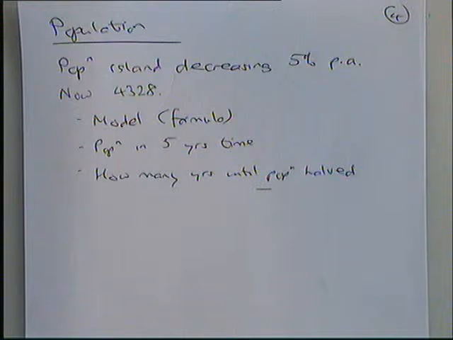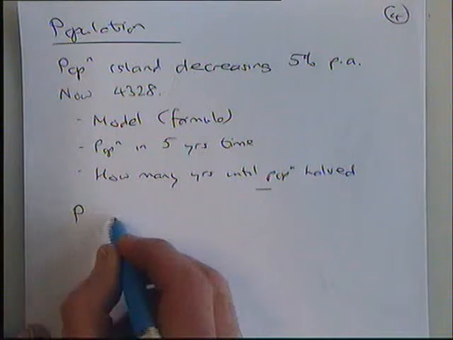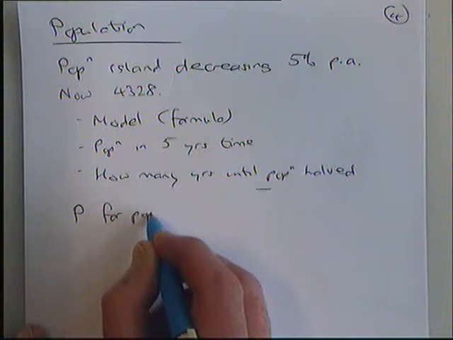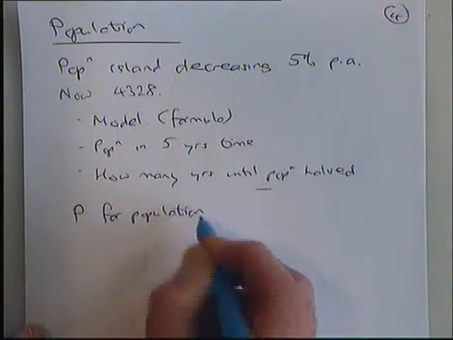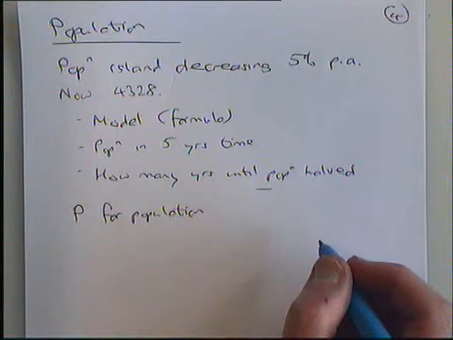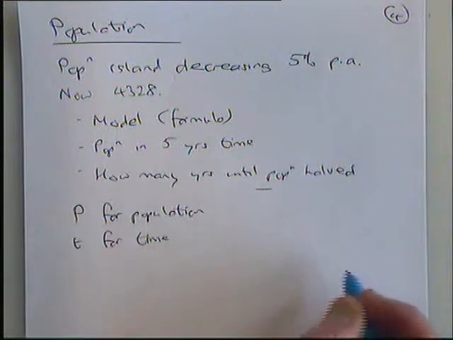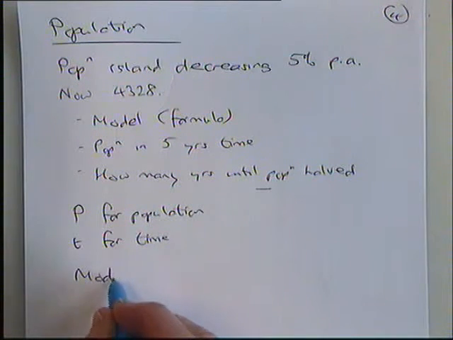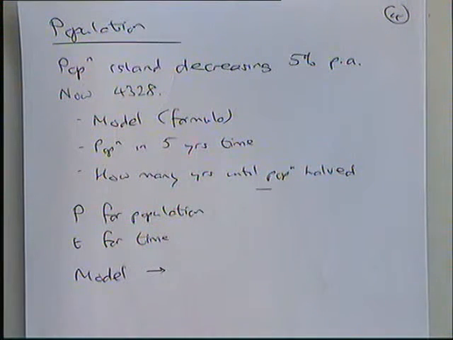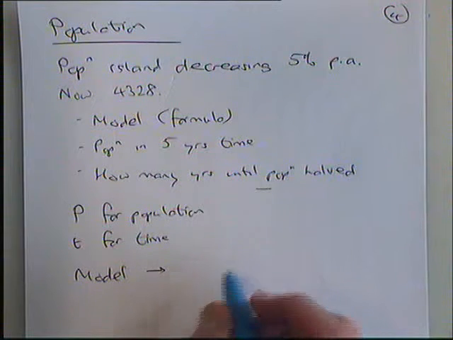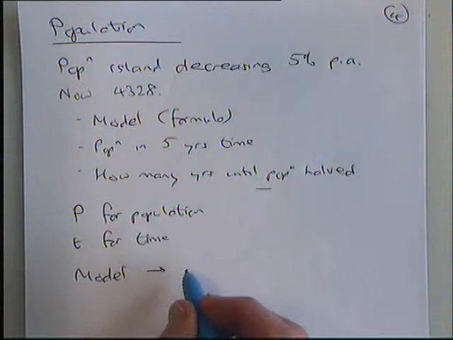So, what letter should we use for population? P. Okay, so we'll use P for population. That makes sense. What letter should we use for our time period? T. Okay, that makes sense. So our model, before we put any numbers in it, what will our model look like? From what we've done so far, from our previous models, what will our basic model, our basic formula look like? Bethany.